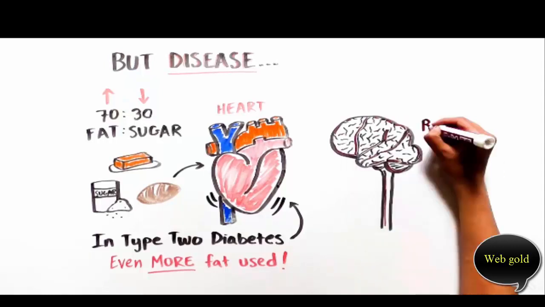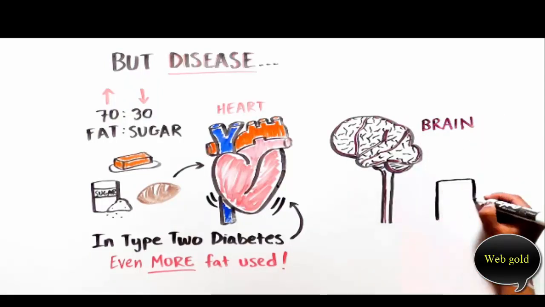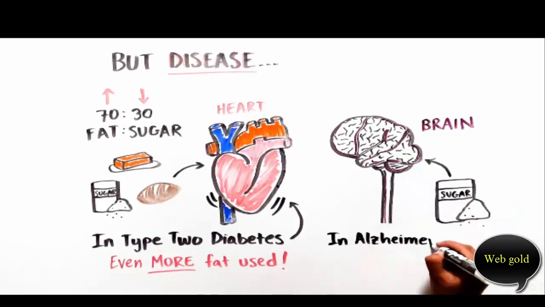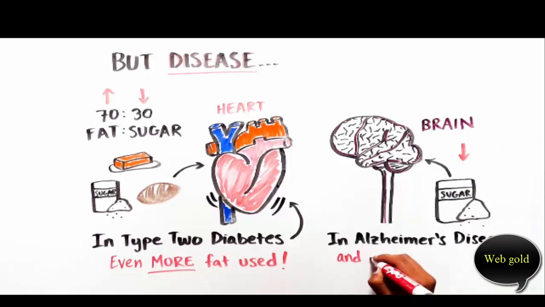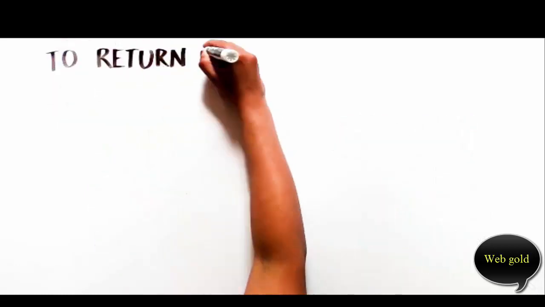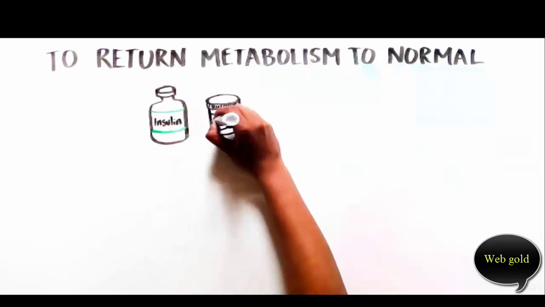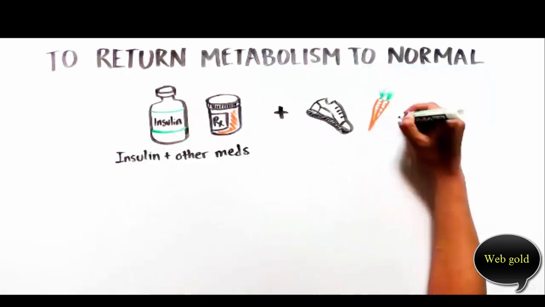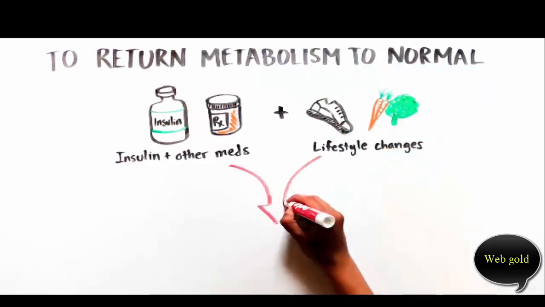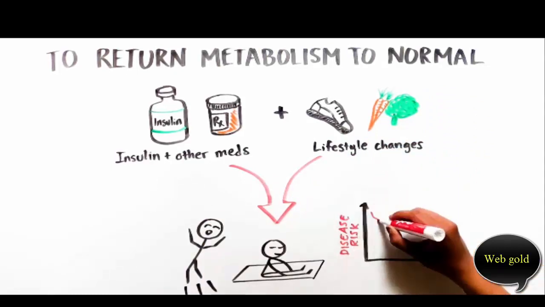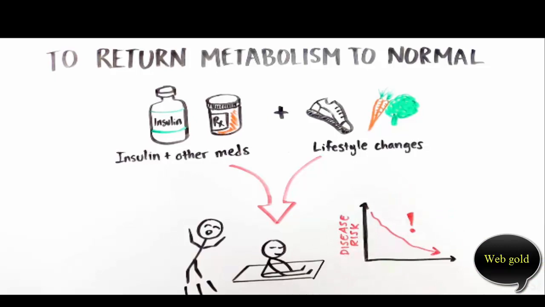The healthy brain runs almost entirely on sugar, but in Alzheimer's disease, the brain's ability to use sugar goes down. Research is underway to figure out exactly why this is. This even happens to some extent in normal aging. Various medicines or changes to lifestyle can be used to return the metabolism to normal. Lifestyle changes can be powerful, such as improvements in diet or more exercise, as they not only improve disease symptoms, but also lower the risk for many other diseases.